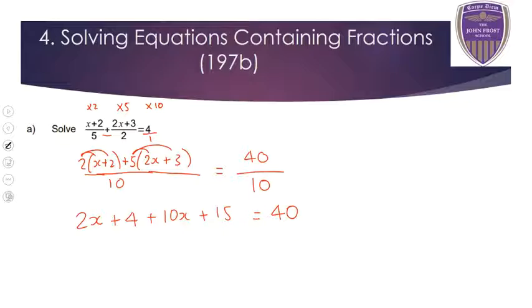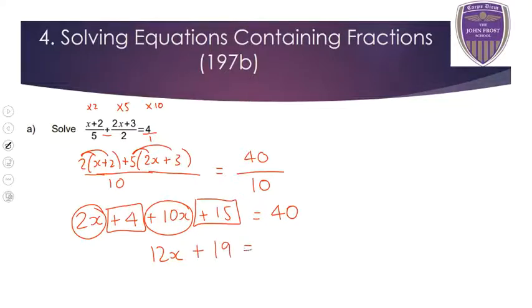So the next step from there, don't try and solve it yet. Collect the terms that are the same. So make it easier. Collect the like terms. So you've got 2x plus 10x, which is 12x in total. You've got 4 plus 15 there, which is plus 19. Okay, that equals 40. Then we solve the equation, don't we?